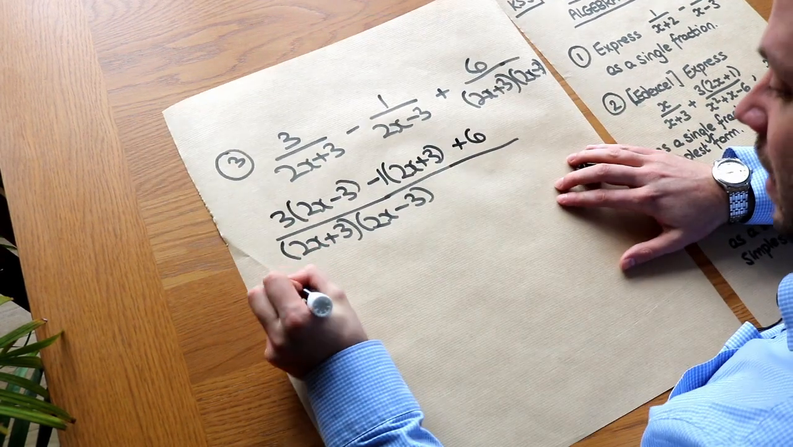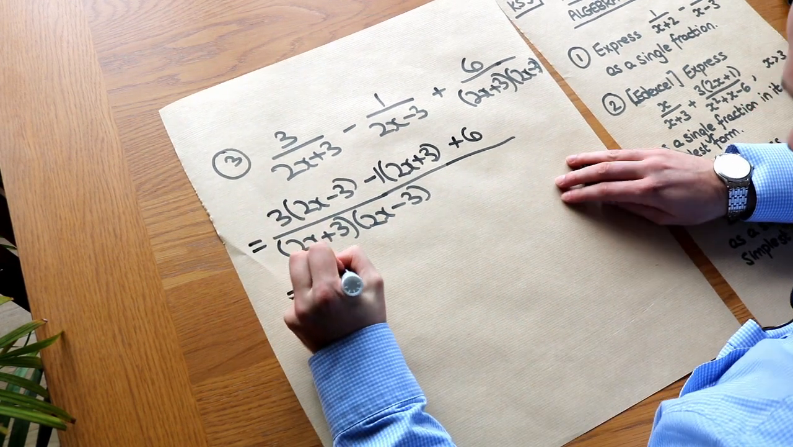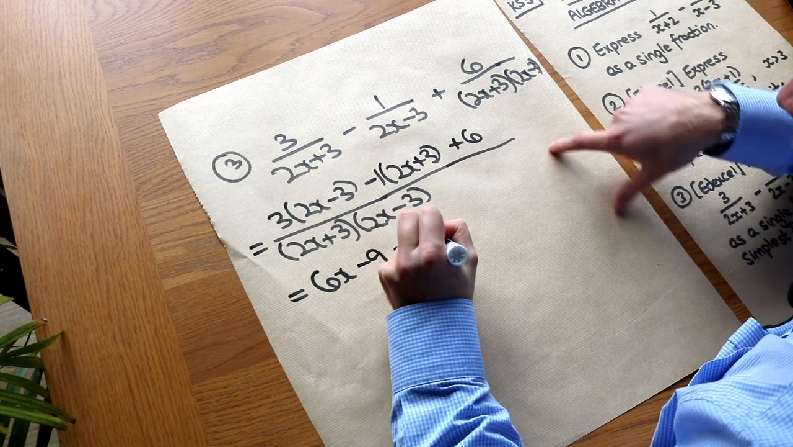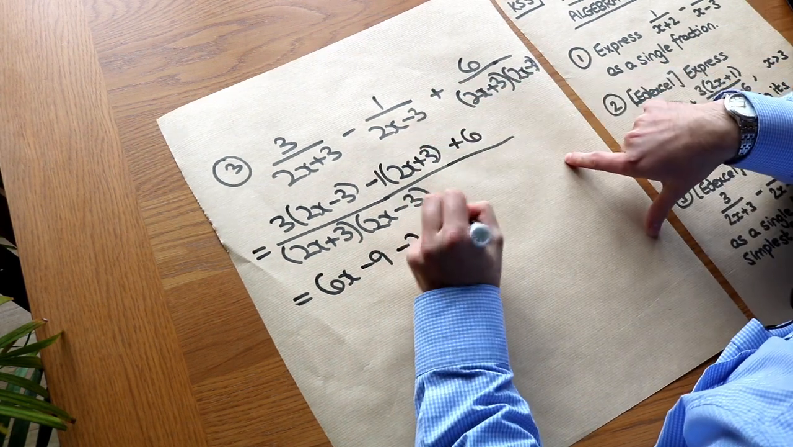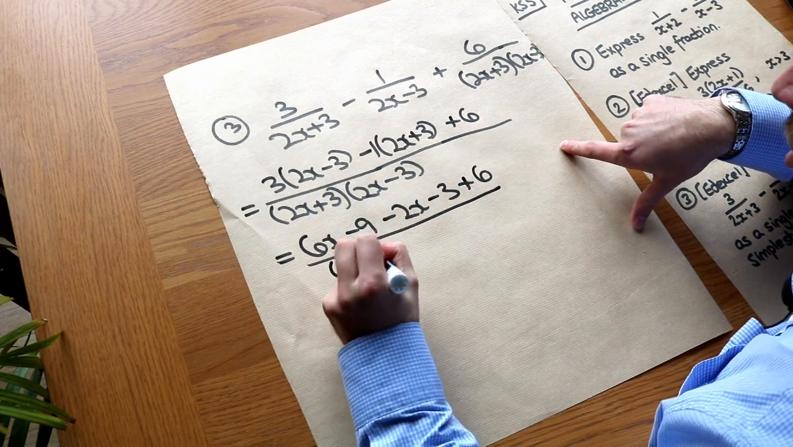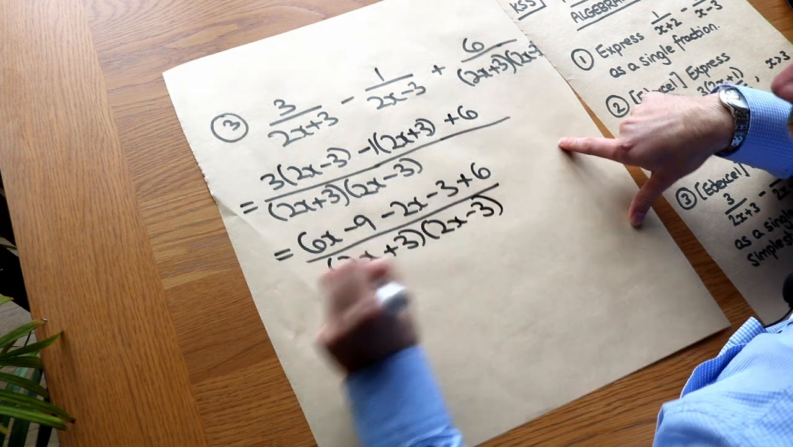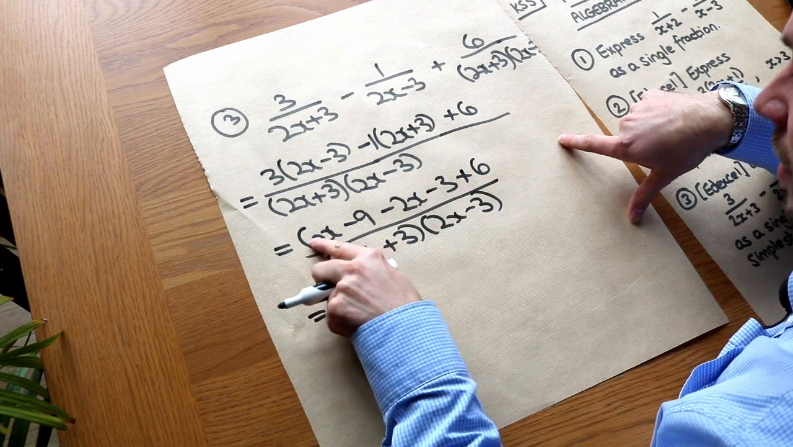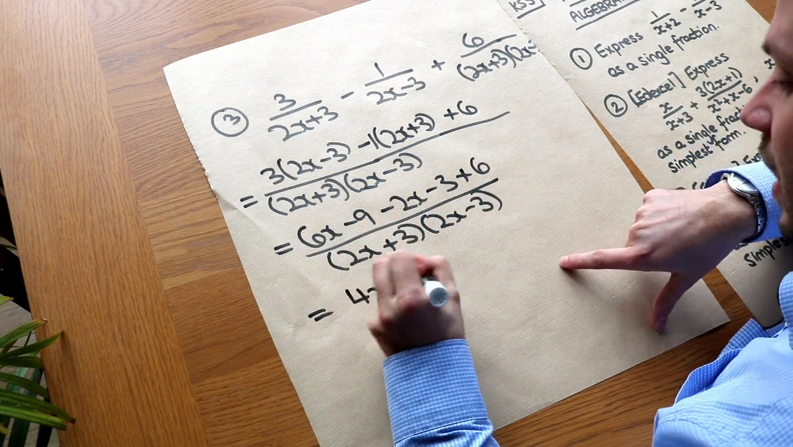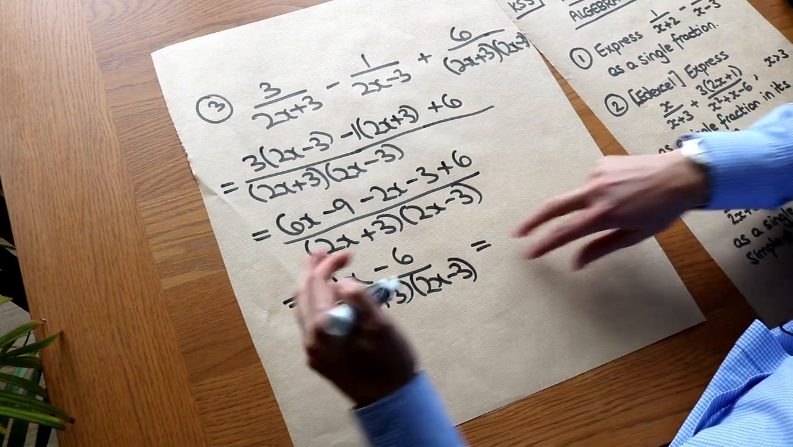So I'm now going to expand and simplify the numerator. So that's 6x minus 9 minus 2x minus 3. Be careful of the signs. Plus 6. And remember, we can just leave the denominator as it is because it's factorised already. And then that numerator simplifies to 4x minus 6.